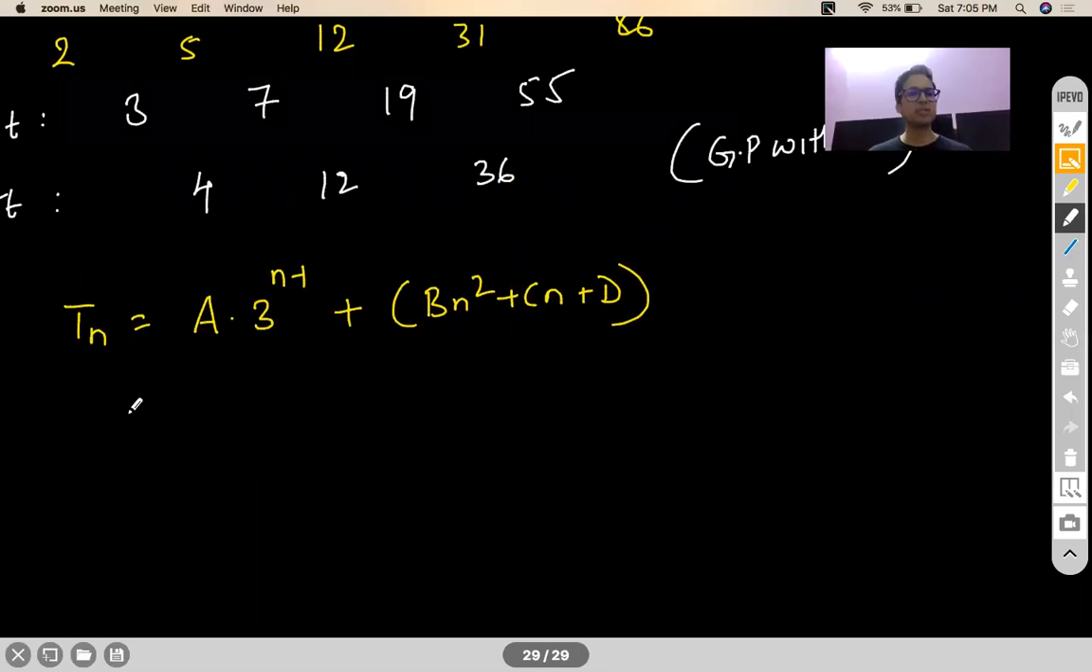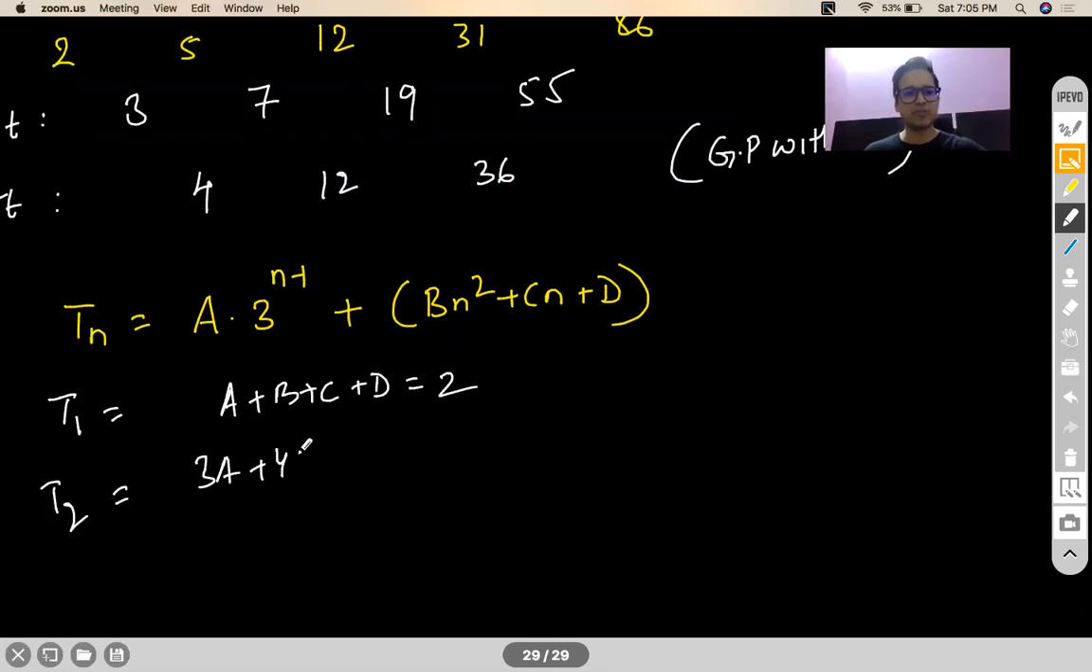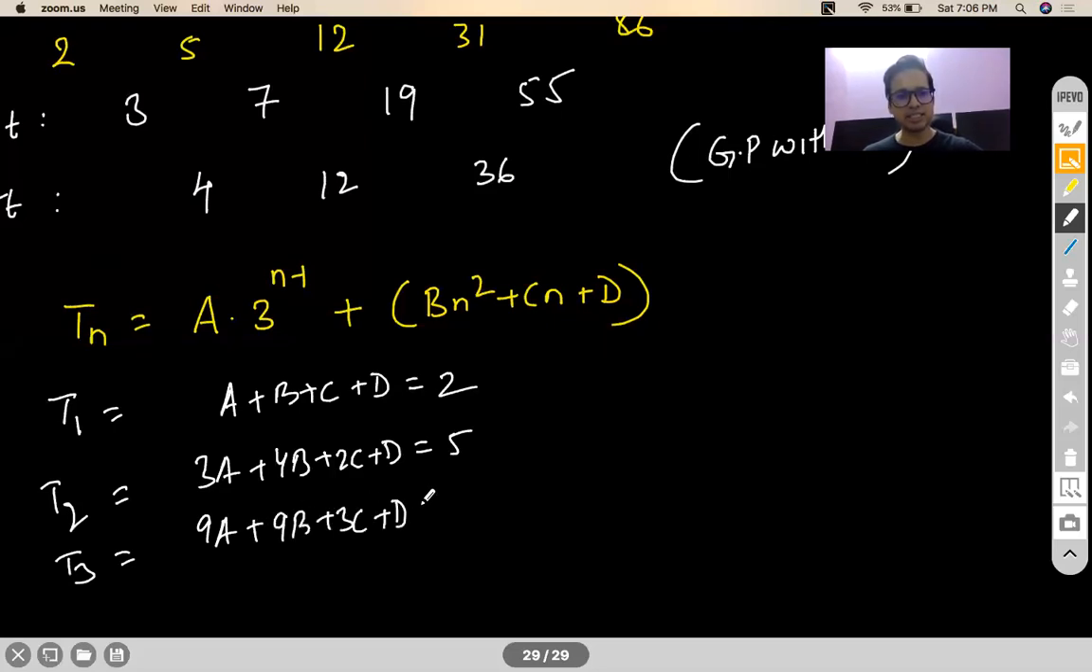That's easy. Put N as 1. You end up getting A plus B plus C plus D is equal to 2. Okay. Then put N as 2. You get 3A plus 4B plus 2C plus D is equal to 5. Put N as 3. You get 9A plus 9B plus 3C plus D is equal to 12. Put 4, you get 27A plus 16B plus 4C plus D is equal to 31.